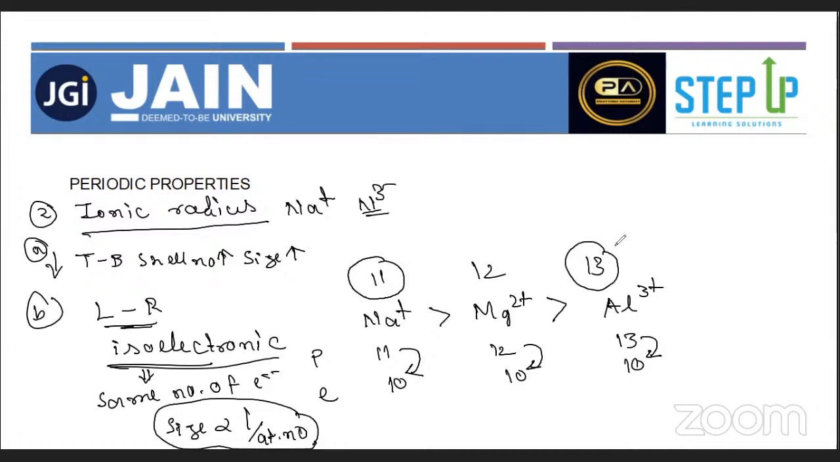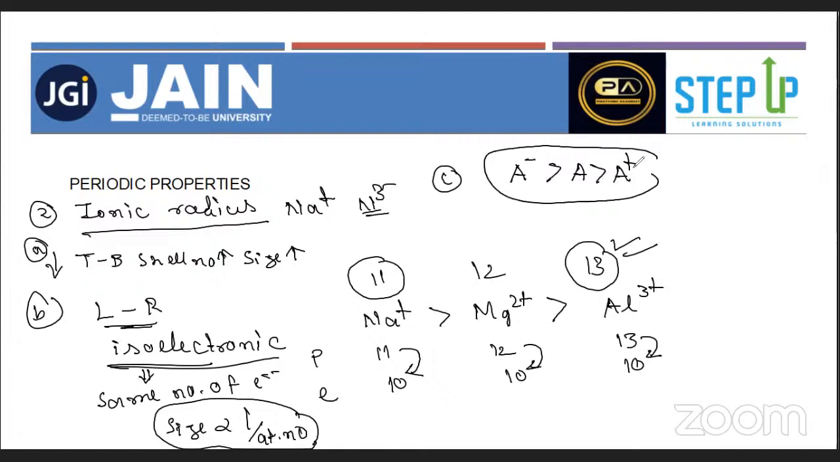Whose size will be less? Whose atomic number is more? This is a normal trend you can remember for isoelectronic species. And the third thing we are supposed to know in ionic radius: for the same particular atom, the anion radius is more than the parent, and then the cation. This is the normal trend. So these are the three things you're supposed to know in ionic radius. Most important is isoelectronic species.